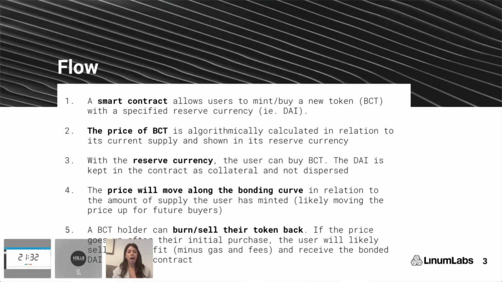If the price has gone up, meaning more people have bought it after them, the user will likely sell at a profit minus any gas and any additional fees. Once they do that, they'll receive the bonded DAI back from the contract.